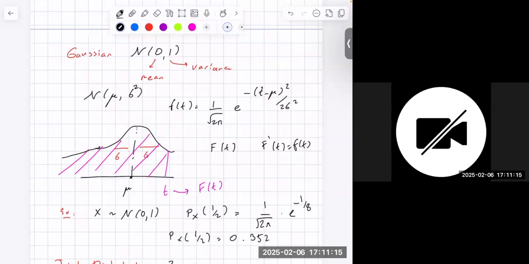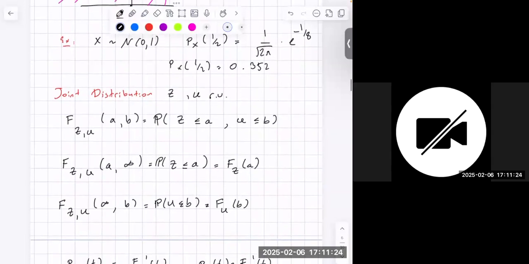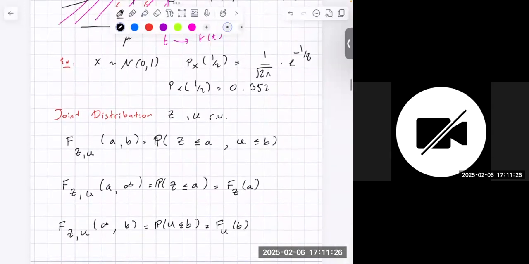And that's the student T distribution, okay? And we use it because its tails are less sensitive than Gaussian. All right, so now I have one random variable. I talked about its cumulative probability function and the density function.